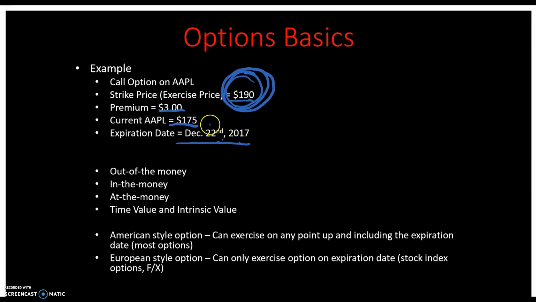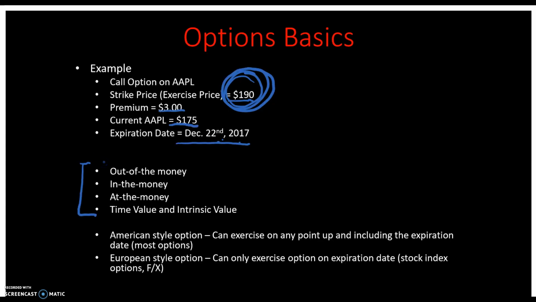But potentially, maybe this Apple stock in the next month is going to shoot above this 190. So maybe on December 22nd, Apple stock goes to 210. Hey, now I have this contract that says I can buy it for 190. This might be a profitable opportunity for me. And so this is really where we're going to get into some of this additional terminology here.